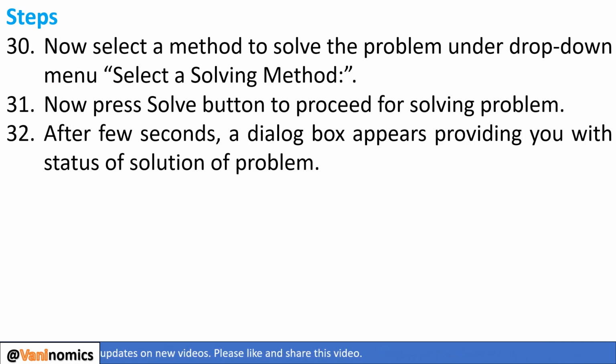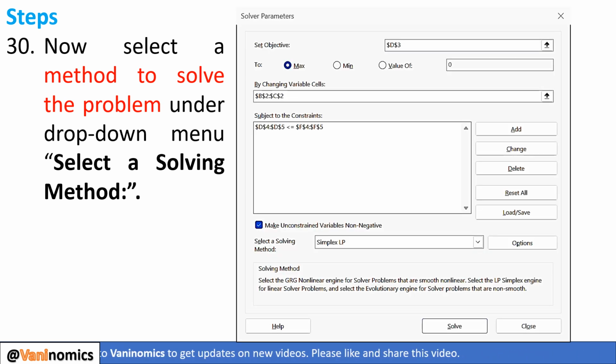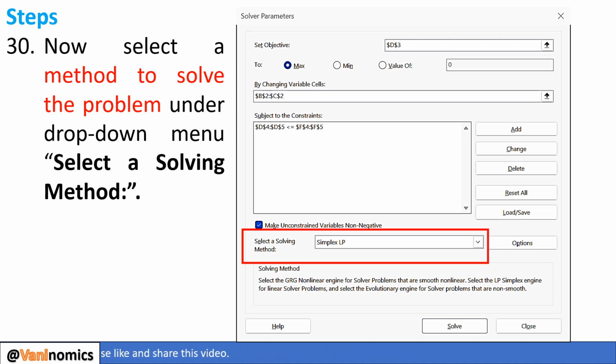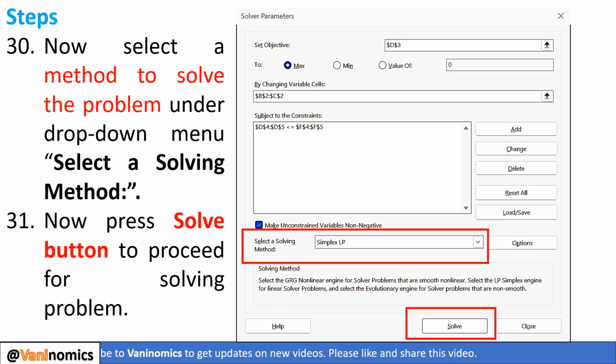These steps again I am going to illustrate to you. Now select a method to solve the problem. Under drop down menu, select a solving method. So here there is a drop down menu where GRG nonlinear, evolutionary method and simplex method. Three methods are there in this solver, latest version of solver. So we'll select simplex LP because this is the method we will use. And now press the solve button to proceed for solving the problem.